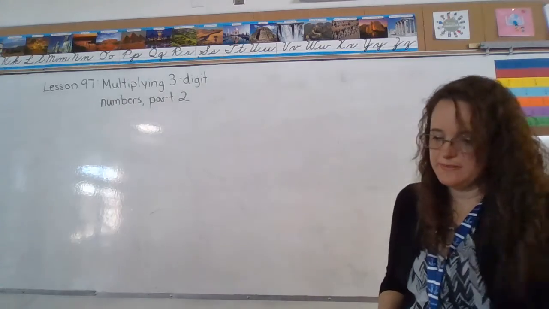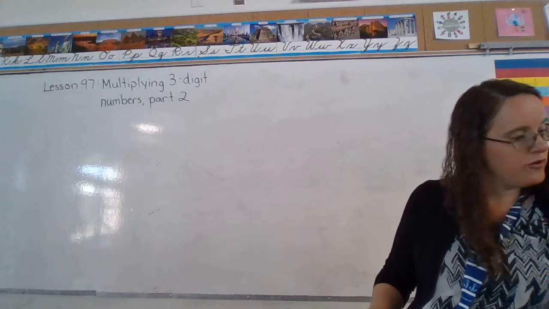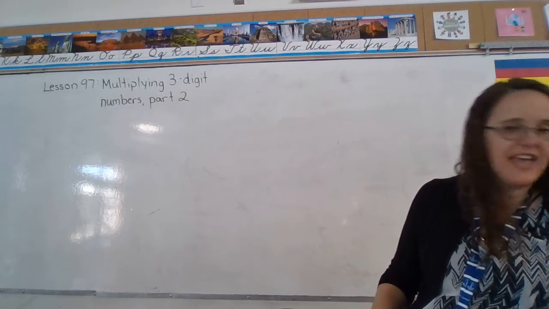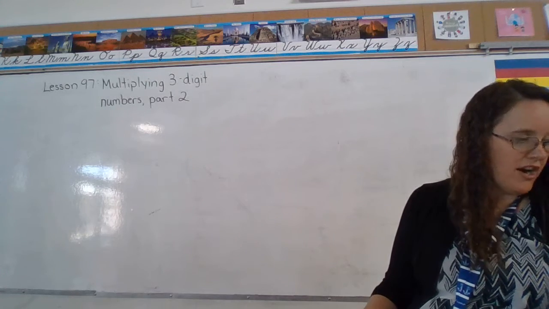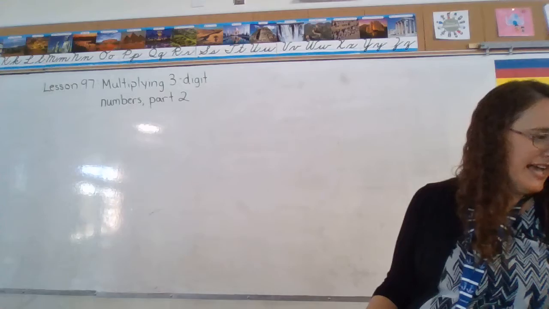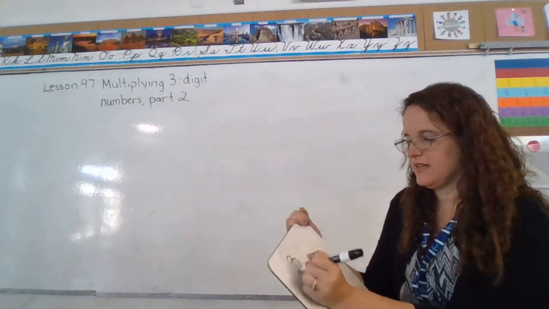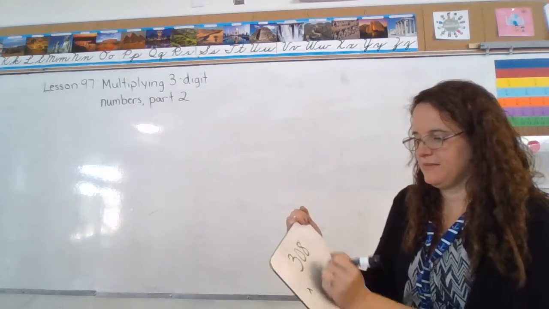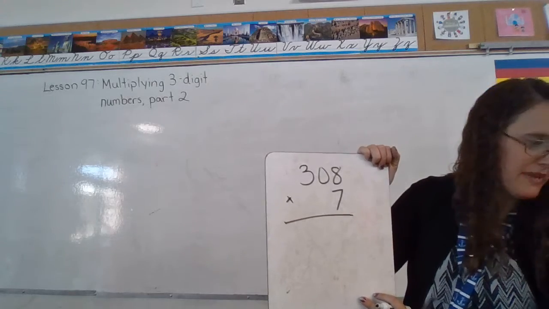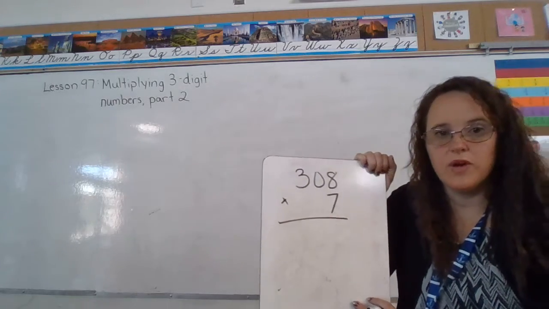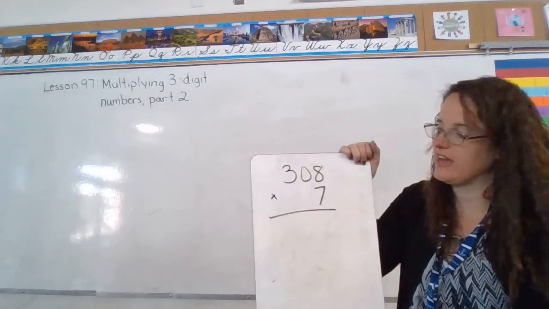All right, the next problem is a word problem. It says Chad compared a full penny jar with a jar that had 308 pennies. He thought the full jar had 7 times as many pennies. So he multiplied 308 times 7 to estimate the total. What was the product? So it doesn't tell us what Chad got, it wants us to figure it out for ourselves.